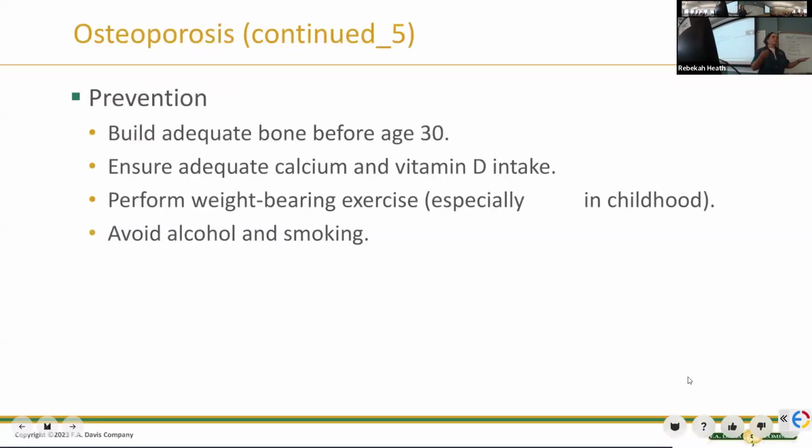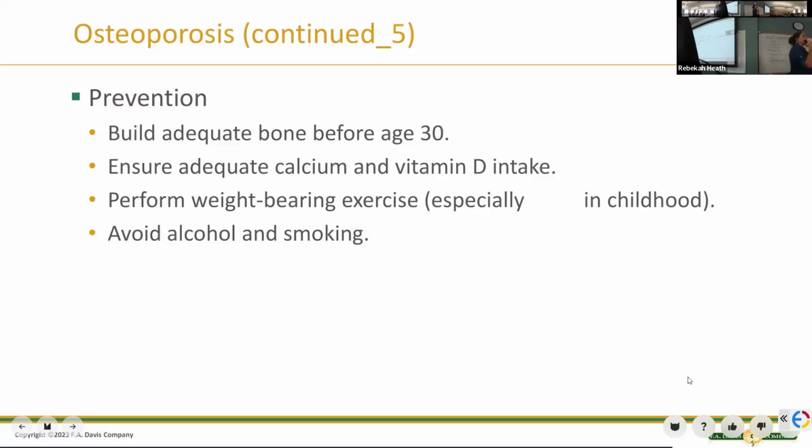Prevention, really: if you're under 30, please keep building towards healthy bone. After 30, you're kind of done building the bone. We're just now trying to keep it intact. We're trying to maintain, so maintain your calcium and vitamin D. Why do we always make sure we add vitamin D? Yeah, you can eat all the calcium you want, but if you don't have vitamin D intake as well, your body can't absorb the calcium.